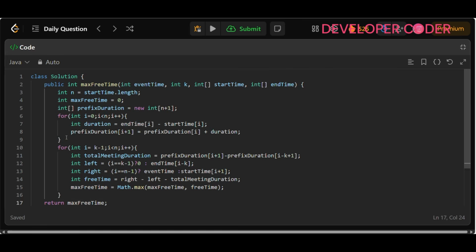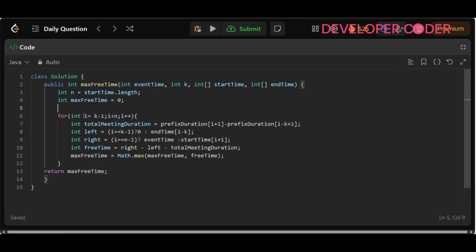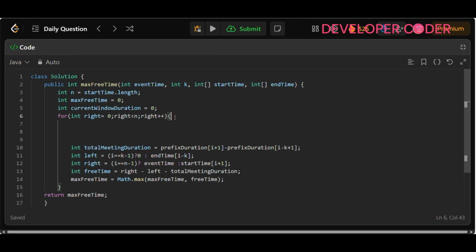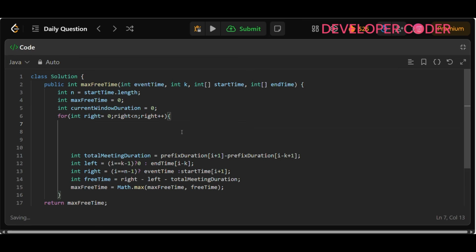So I don't need this part now. This is not required. So here, current window duration. This is to track the total duration of the current sliding window of k meetings. So here I can say int current window duration, and let's set it to 0. Then here, let's say right is starting from 0, right is less than n, and here right plus plus. So now inside this we have to add the current meeting's duration to the window.